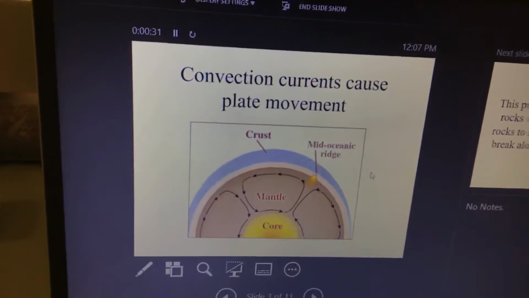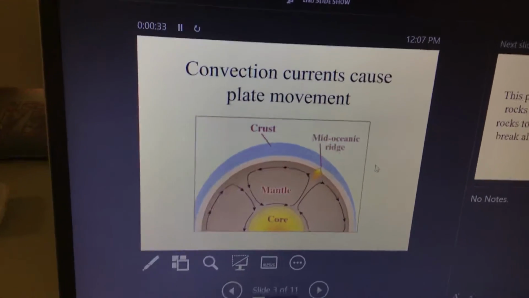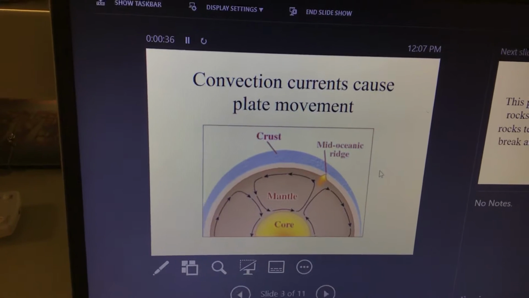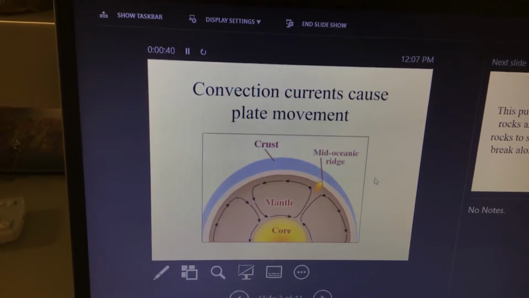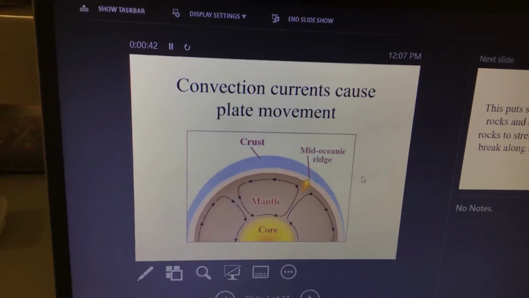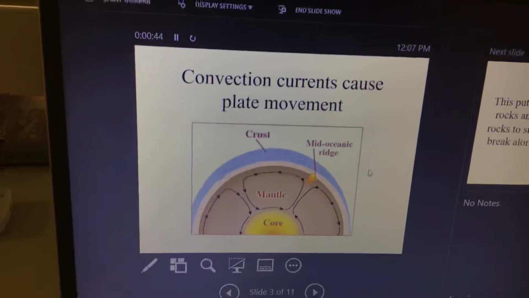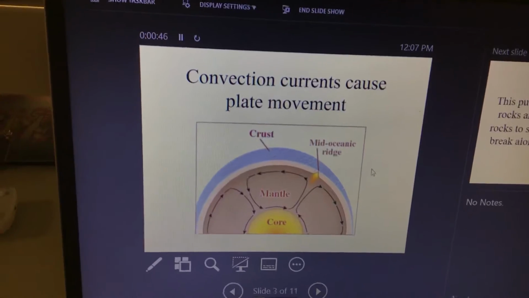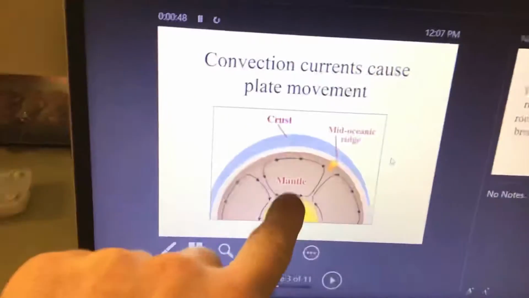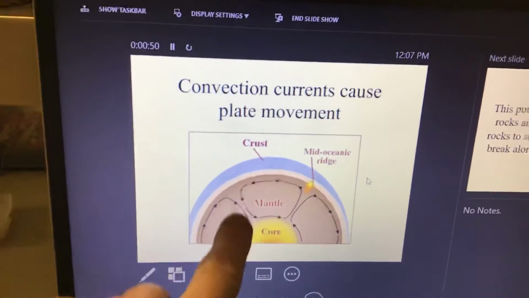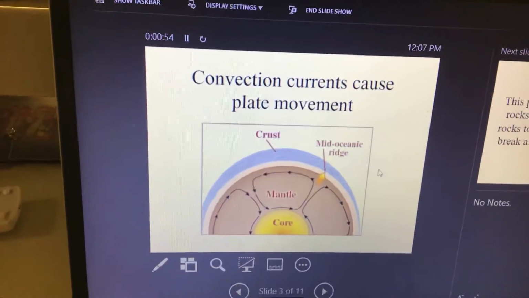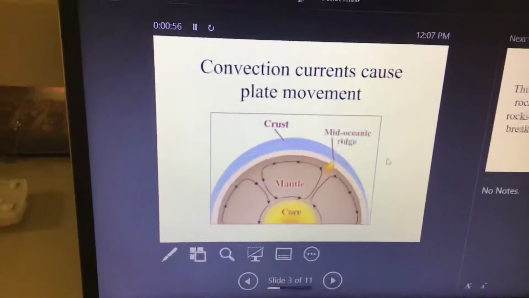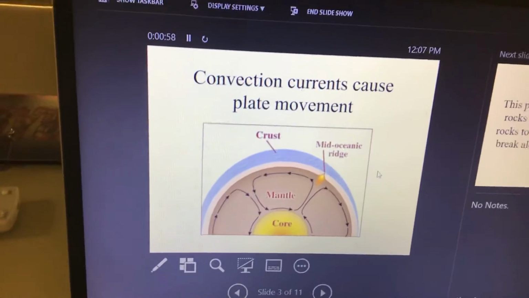Convection currents cause plate movement. So, we talked about convection currents a while ago. But just a reminder, a convection current is warm stuff rising, cold stuff sinking. It could be with ocean water, it could be with the air in the atmosphere, or it could be with the magma under our earth.